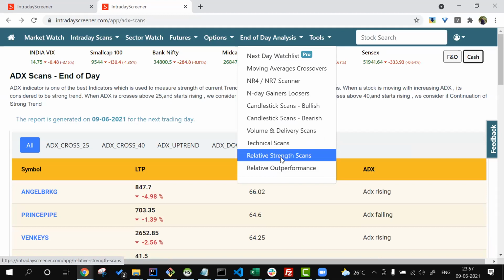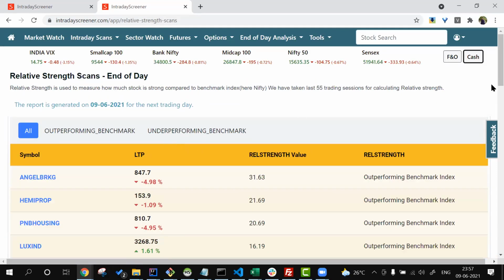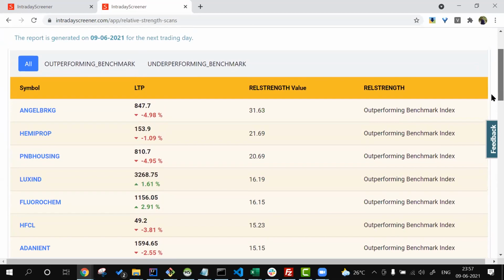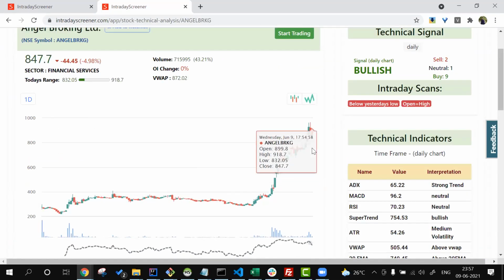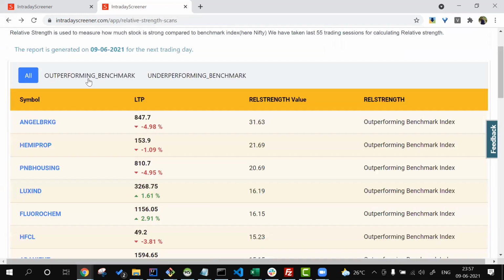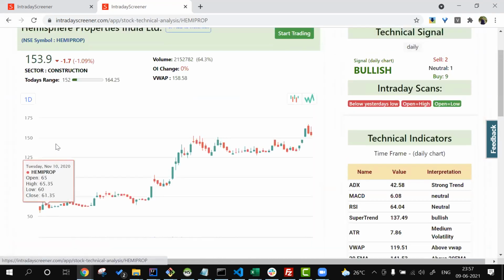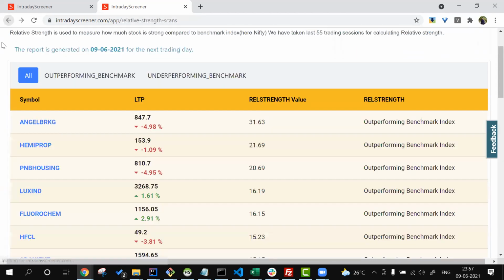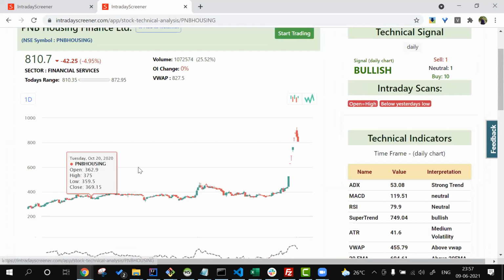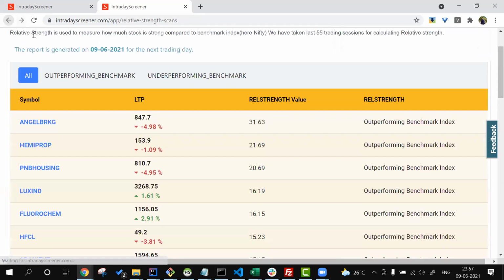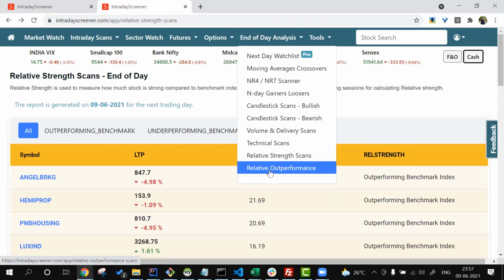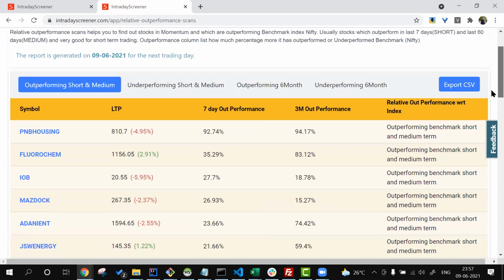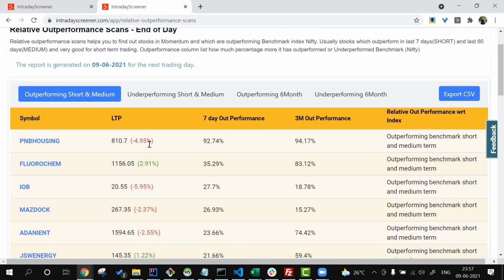Relative outperformance and relative strength more or less measure stocks which have high relative strength compared to Nifty. You can see that Angel Broking has high relative strength, which means it is outperforming Nifty. Similarly, Hemisphere Properties has been outperforming Nifty for the last 50 days. PNB Housing is also outperforming Nifty. So all the stocks which are in motion and have high relative strength, you can see here. Relative outperformance shows stocks which are outperforming in the short and medium term. This is very good for stocks which are in trend.